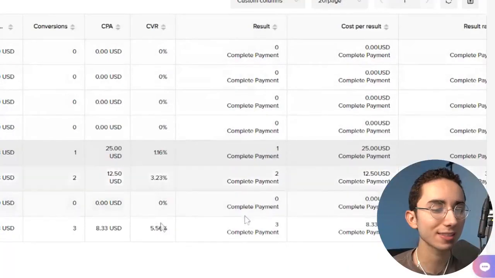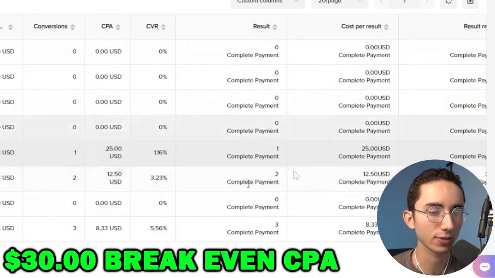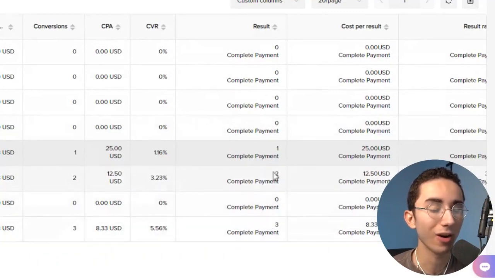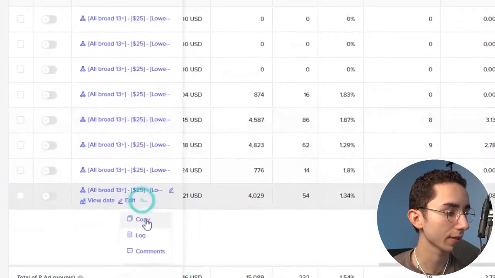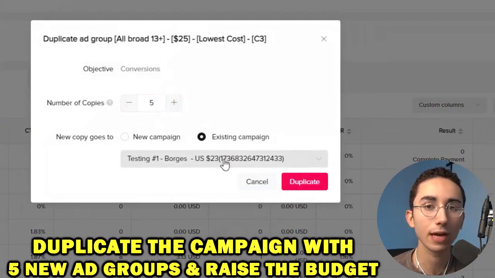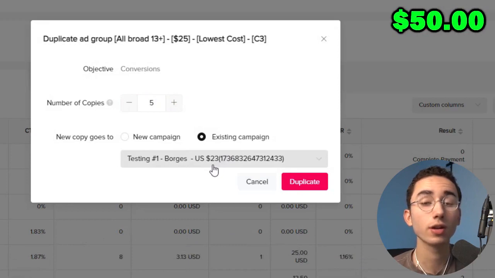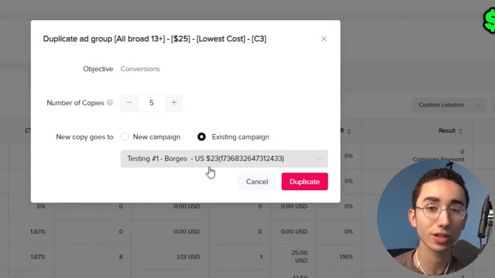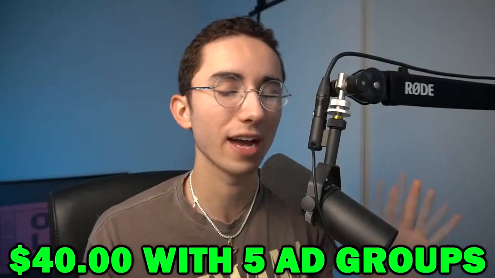So when we analyze these ad groups and we know that our break-even CPA is $30 and we see that we have multiple ad groups that are all under that break-even CPA, what I would just recommend doing is duplicate one of them into a new campaign, have 5 copies of that winning ad group, and then just raise the budget to $40 if your original budget was $25. But you can also do $50, you can do $100. It really depends on your budget. But for me personally, what I'll do, depending on budget, is just do $40 with 5 ad groups.